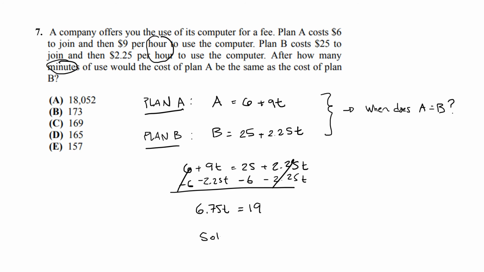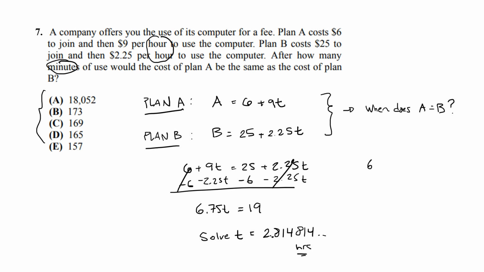Solve for t, okay? Solve for t, and that equals 2.814 and so on hours, okay? That is in hours. So now we have the answer. We know it'll take 2.814 hours. It's asking us to convert it to minutes, okay? It doesn't say it explicitly to convert, but these answer choices, as we see, are all in minutes.